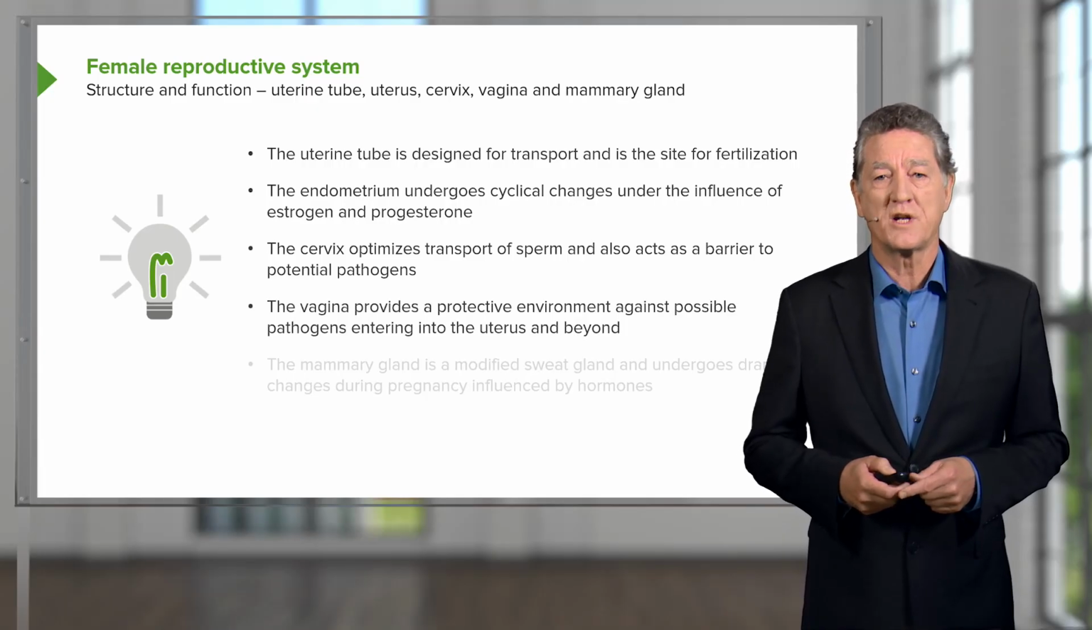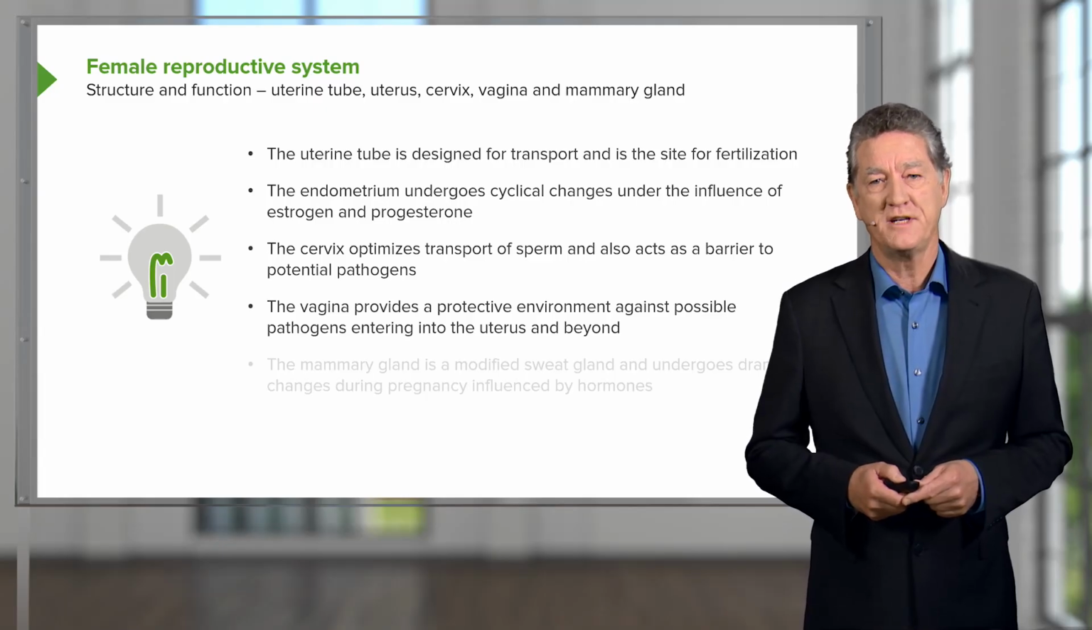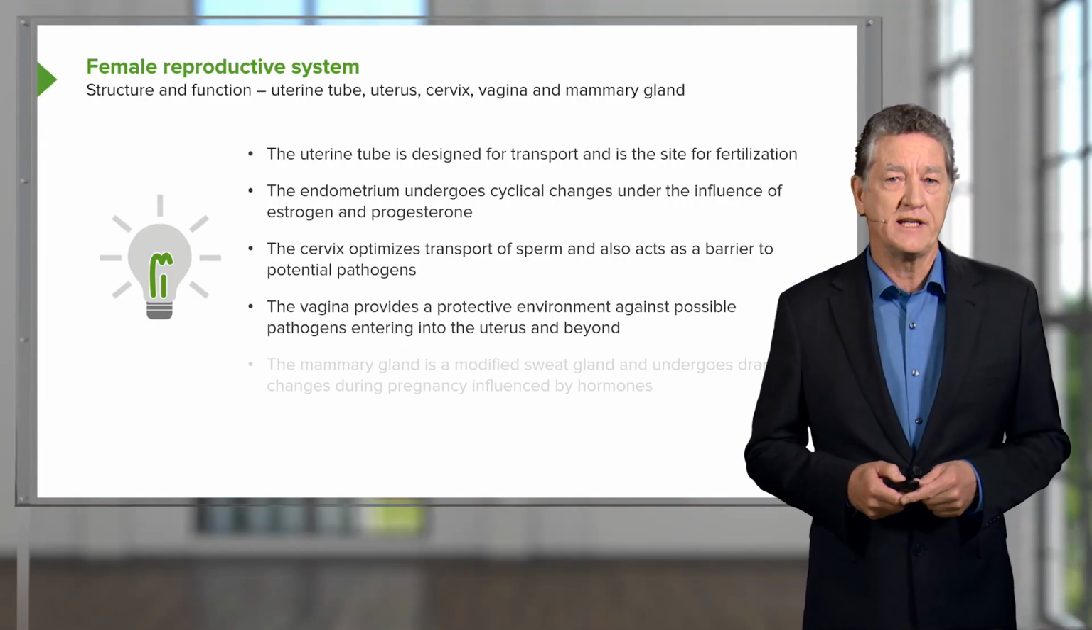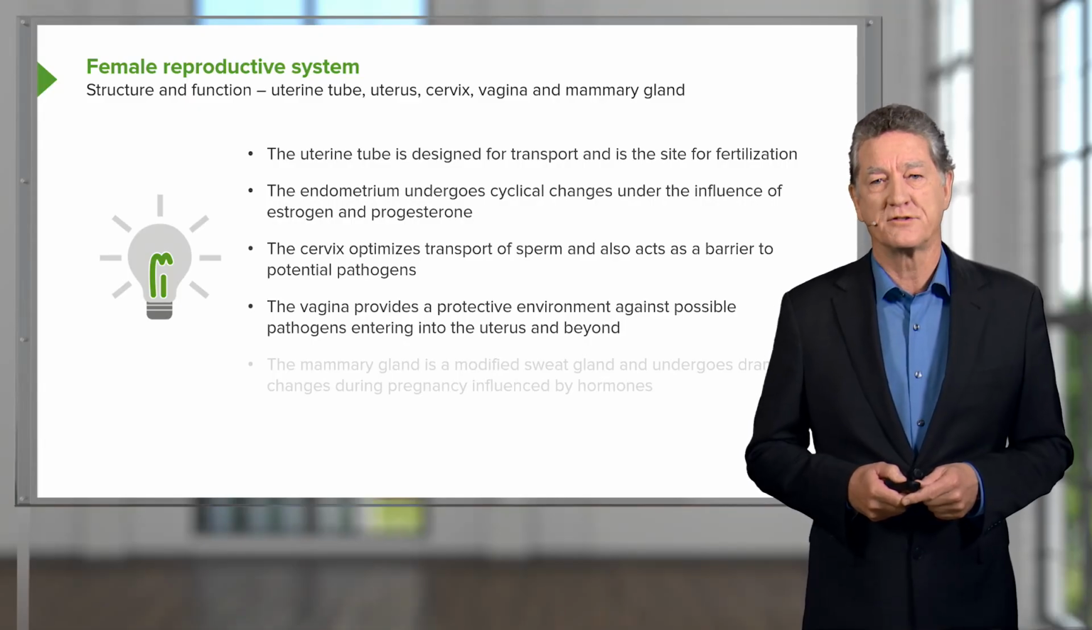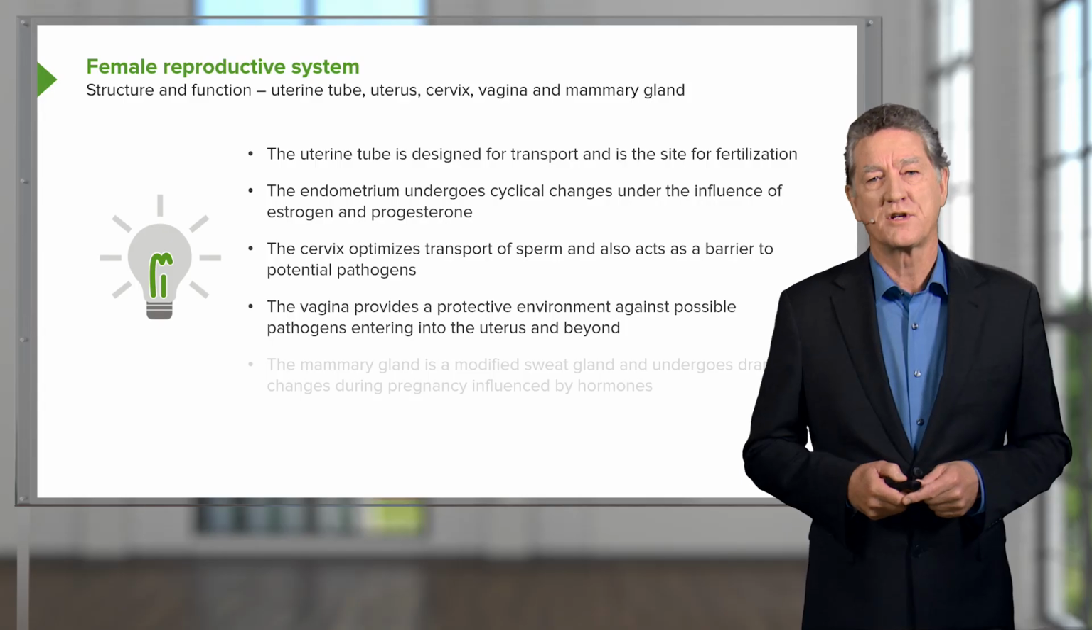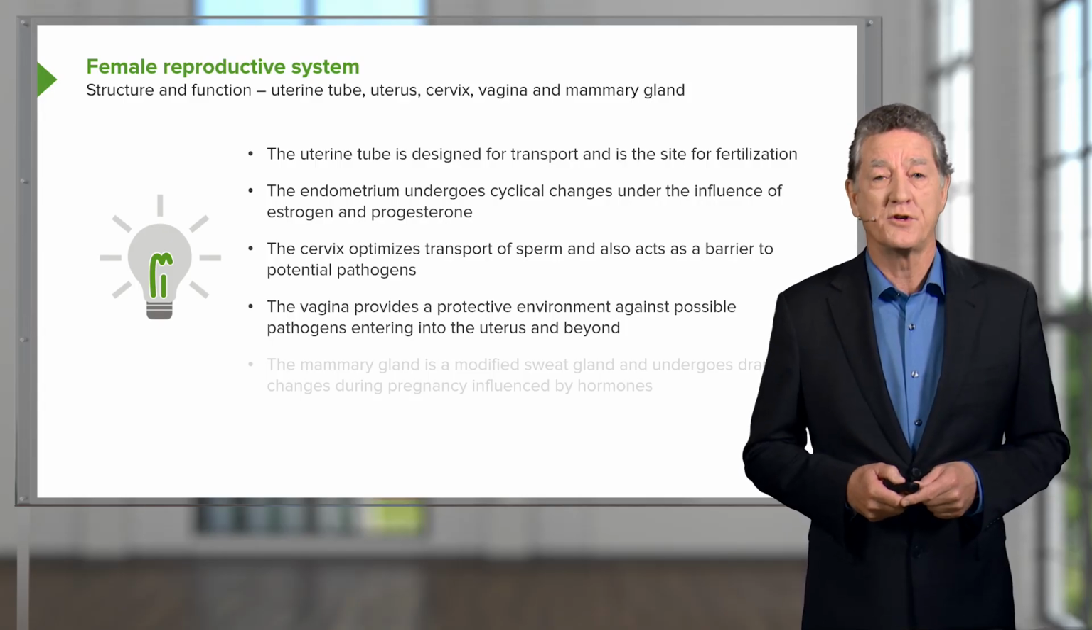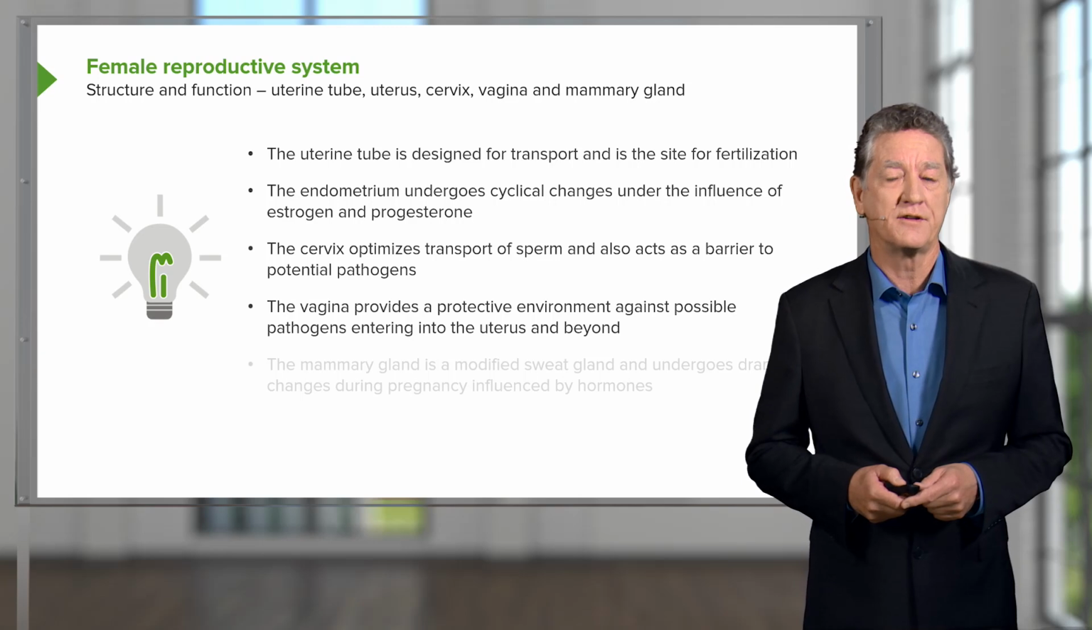And the vagina, as well as being the organ of copulation in the female, provides a very protective environment, because if any bacteria or pathogens enter the vagina, they can find their way all the way up through the cervix to the uterus, through the uterine tube and beyond into the female body.